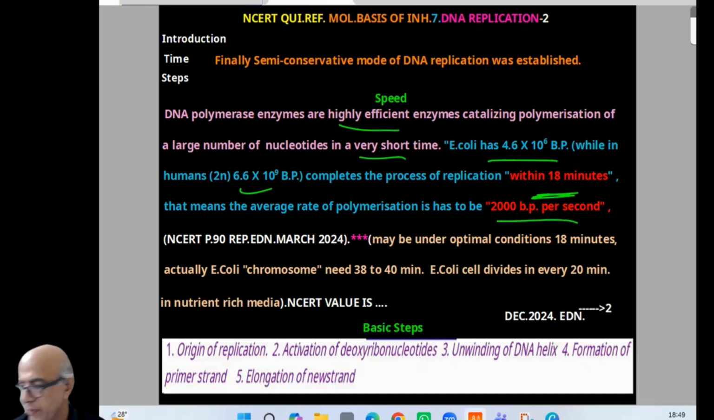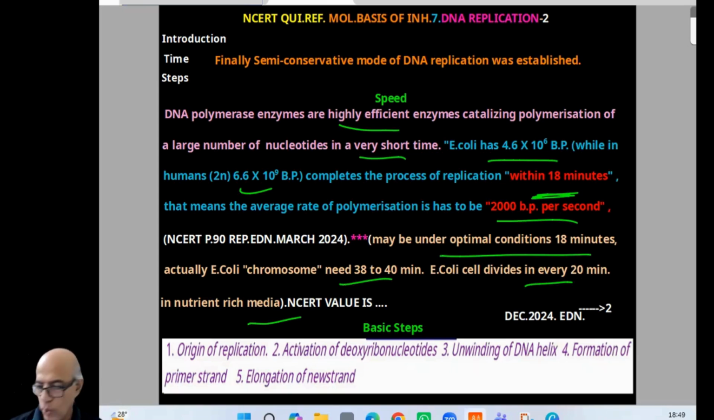NCERT is the base. NCERT page number 90, reprint edition March 2024, and the recent December 2024 edition is also given. And remember, it may be 18 minutes under optimal conditions. Actually, the E. coli chromosome needs 38 to 40 minutes. A different kind of replication is there. So generally 38 to 40 minutes. An E. coli cell divides every 20 minutes in nutrient-rich medium. These are our NCERT linked values. Now we can proceed to the basic steps.